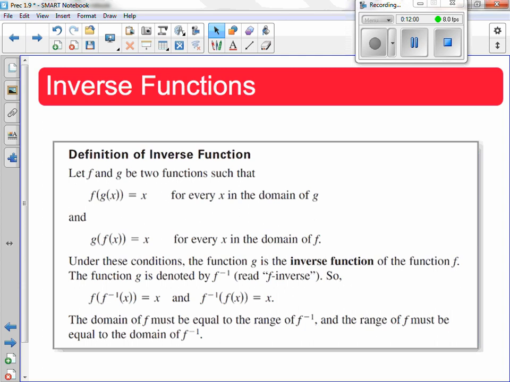So let f and g be two functions such that f of g of x is equal to x for every x in the domain of g, and g of f of x equals x for every x in the domain of f. Therefore, they are inverses. Because if I take f of g of x and g of f of x, and they both come out to be x, then they are inverses. Under these conditions, g is an inverse function of f.